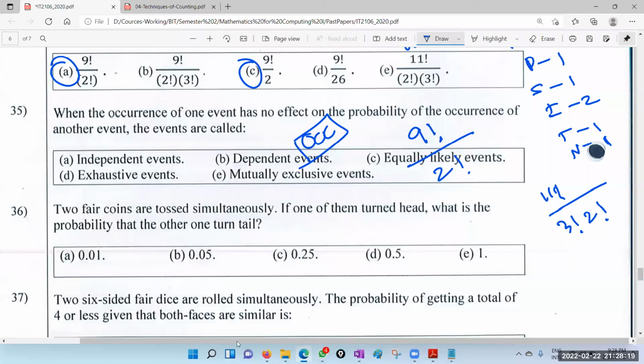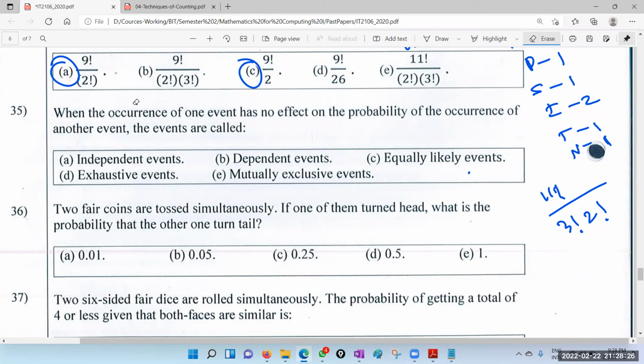Now the probability. When the occurrence of one event has no effect on the probability of the occurrence of another event, the events are called independent. It's not dependent, not equally likely, not exhaustive, not mutually exclusive. So the answer is A, 35. That is an easy question.